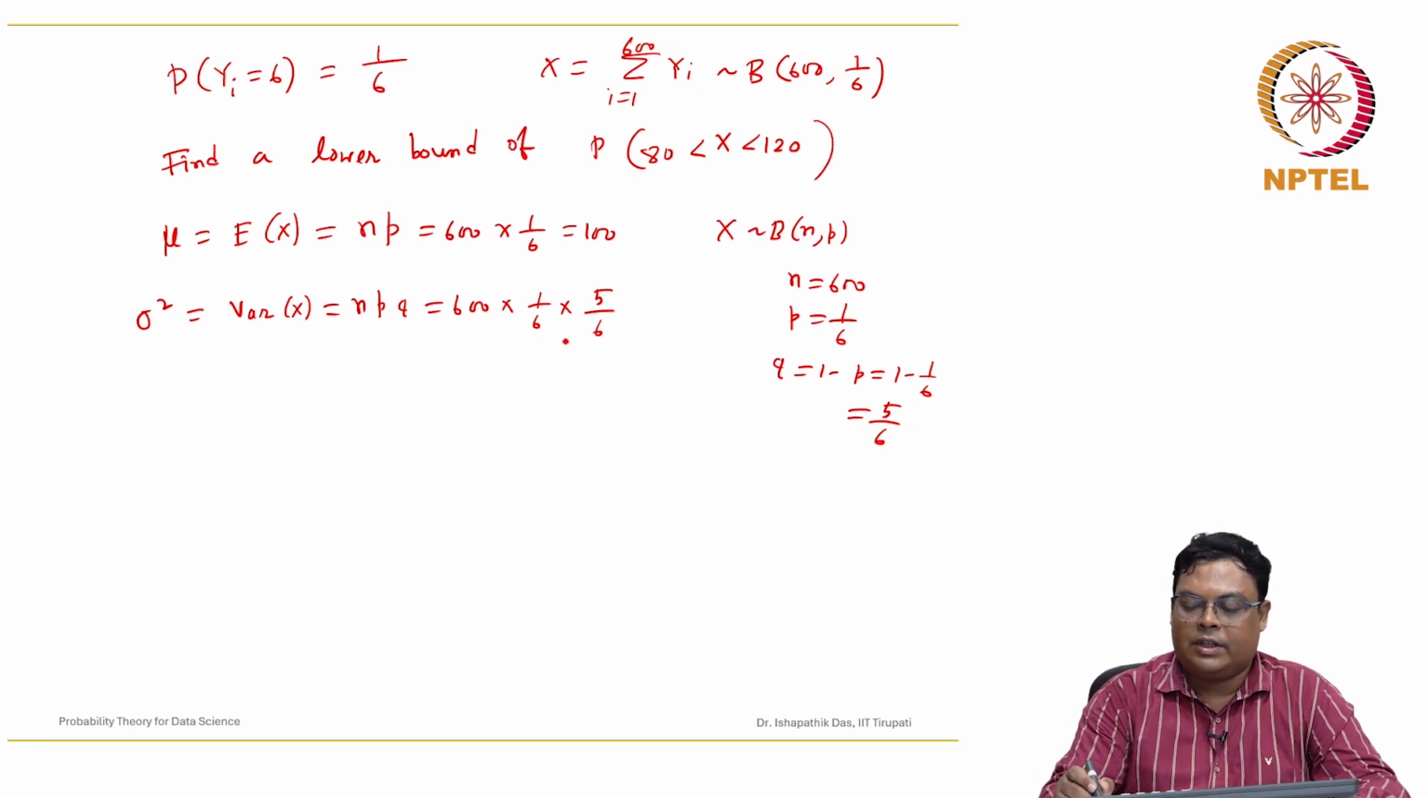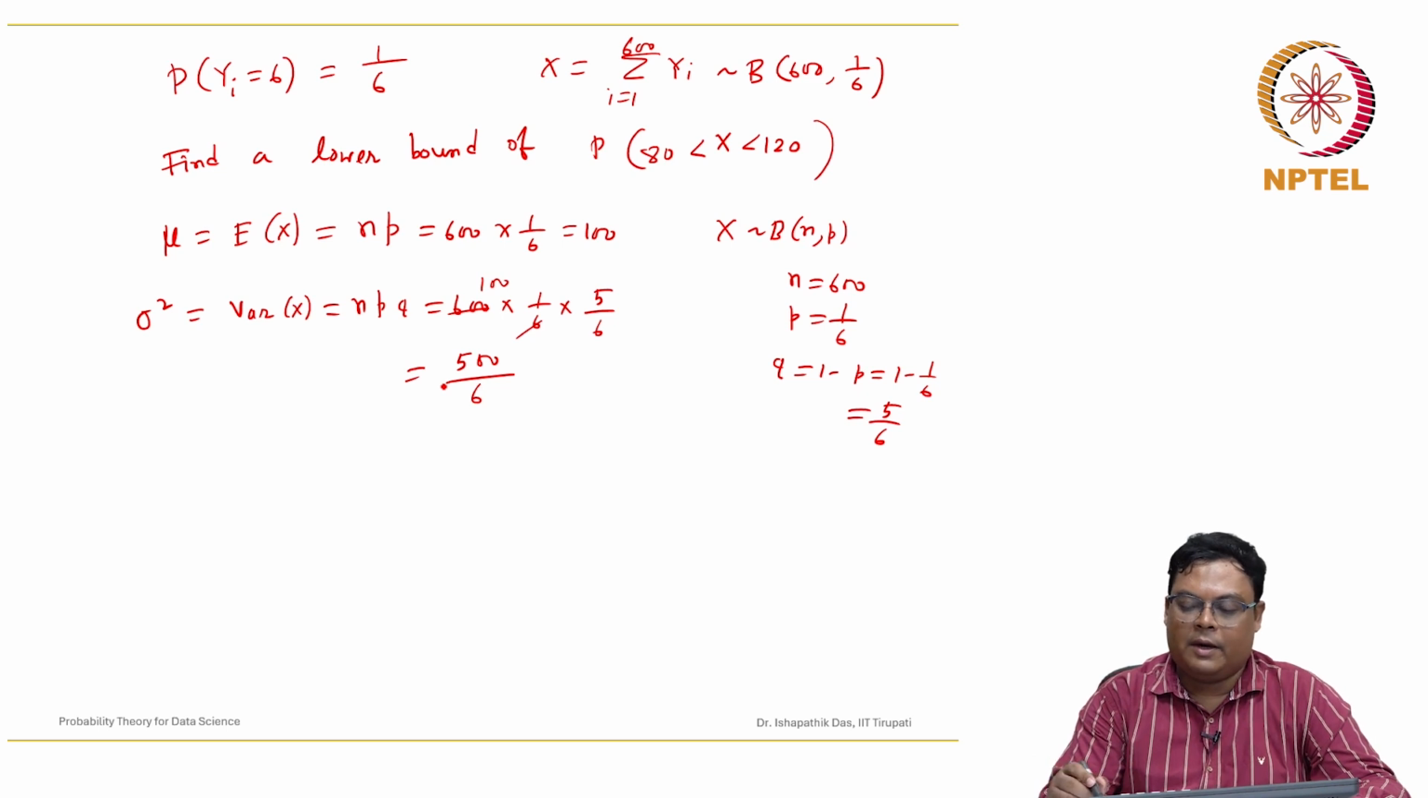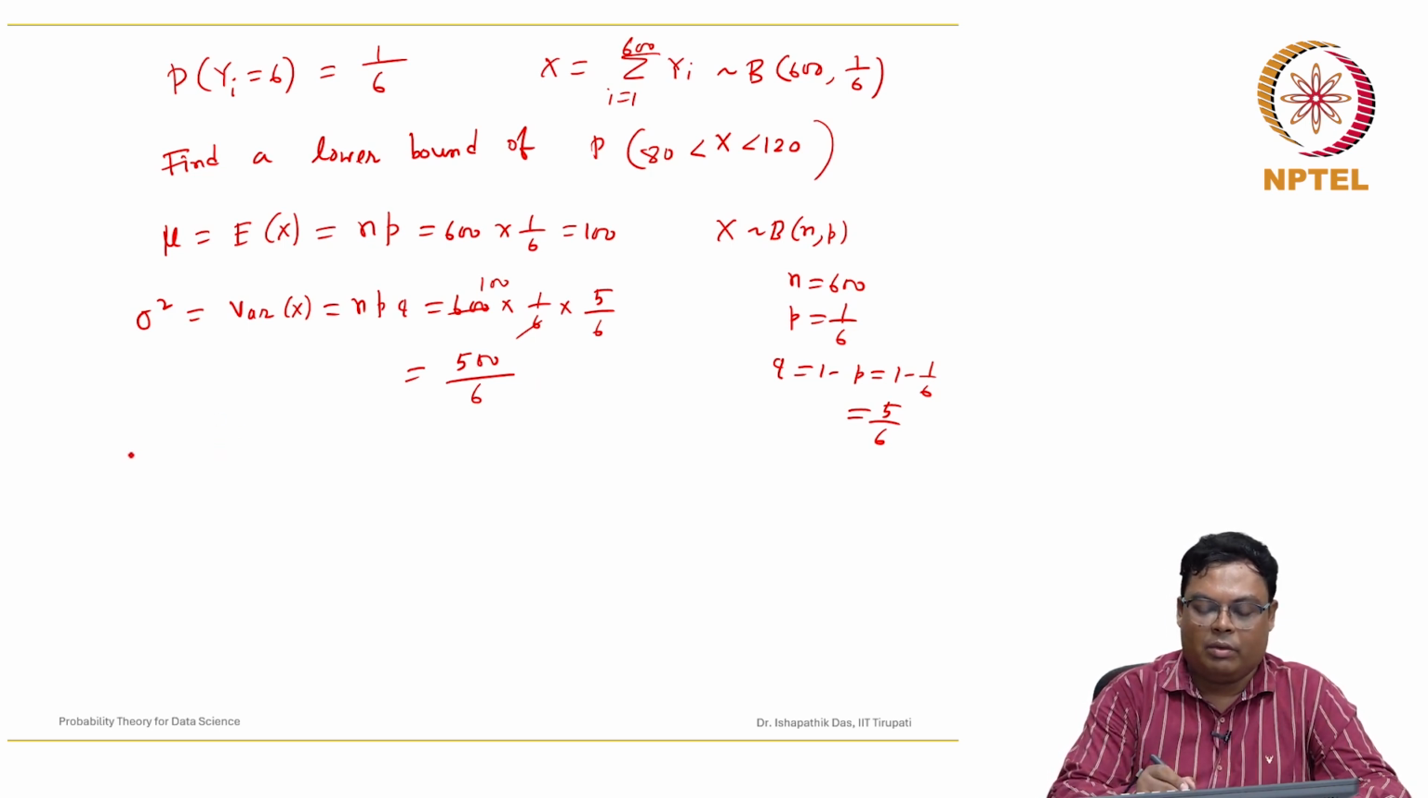Then we can simplify these things. Let us keep it as 500 by 6, and later we will simplify it if required. So sigma squared is this. Now Chebyshev inequality says something about X minus mu. So what is X minus mu? Here we want the probability that X is less than 120 and greater than 80.